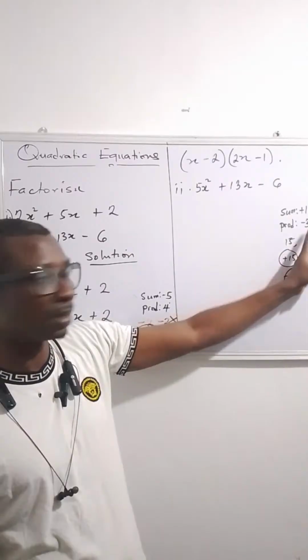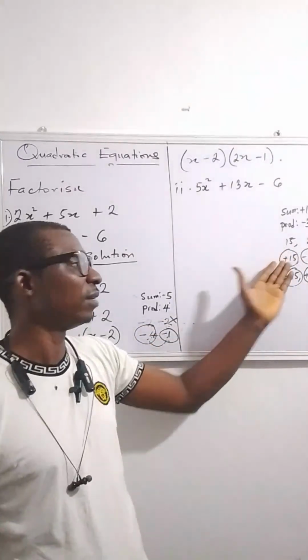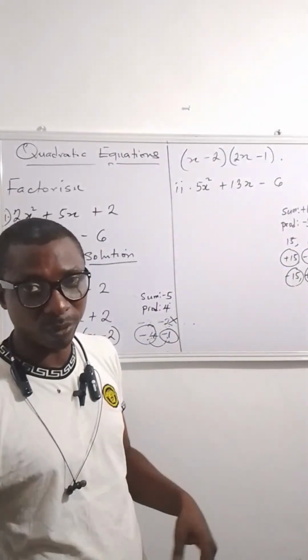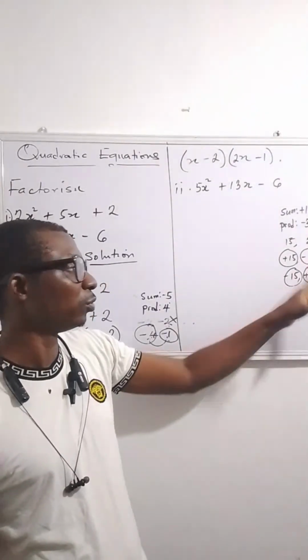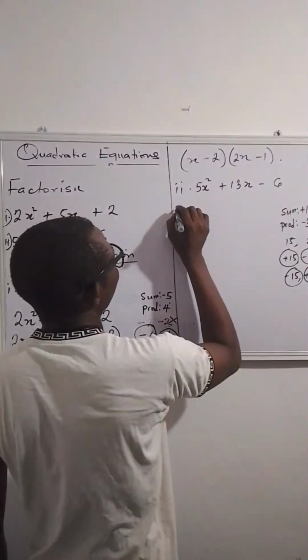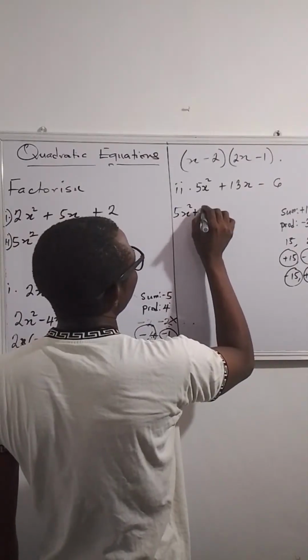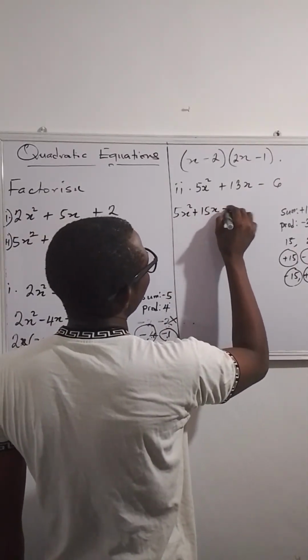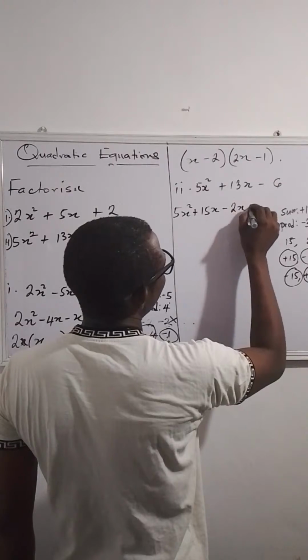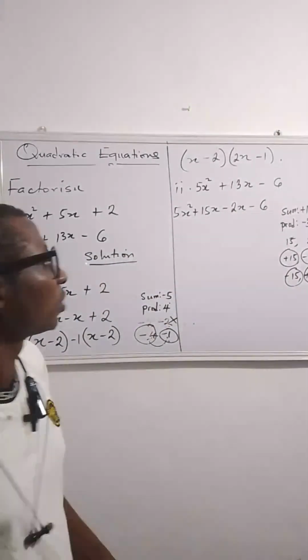You have minus 30. When you add together, just like you have a debt of 2 and you have 15 with you. So once you pay the debt of 2, you are left with 13. So that means this expression turns to 5x squared plus 15x minus 2x minus 6. So that is what we have. All right.